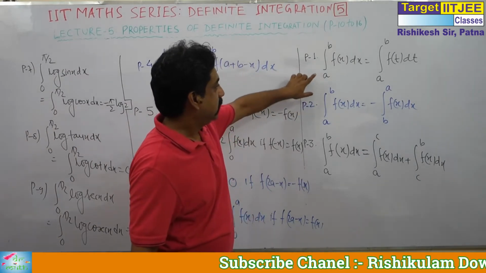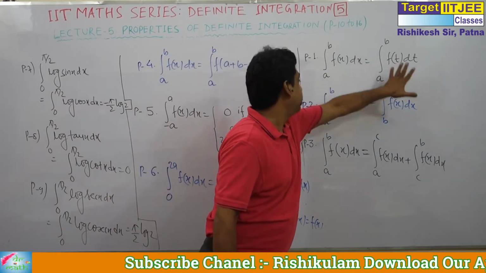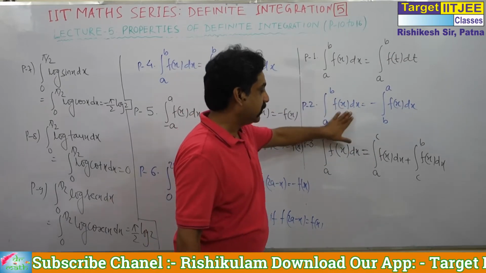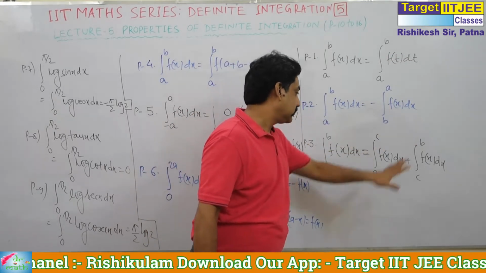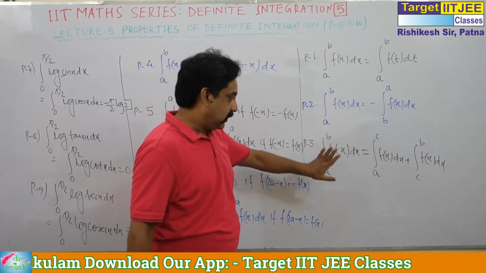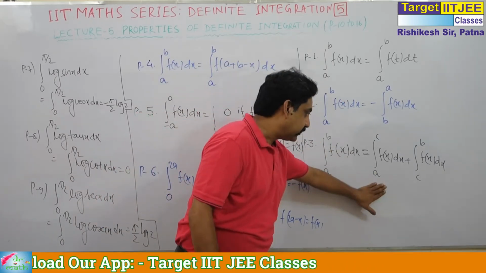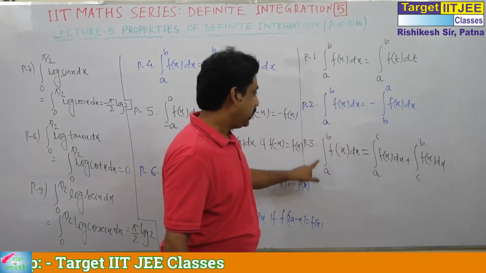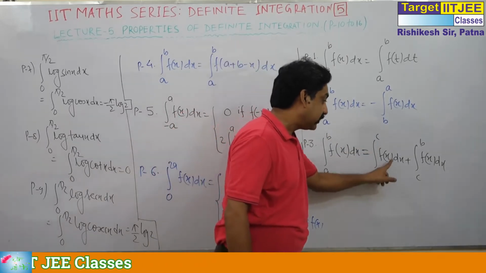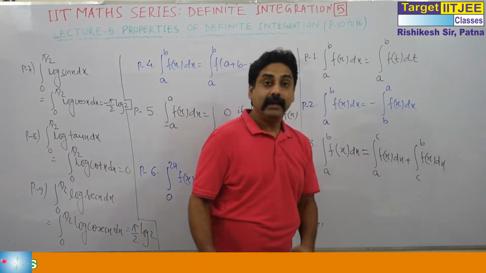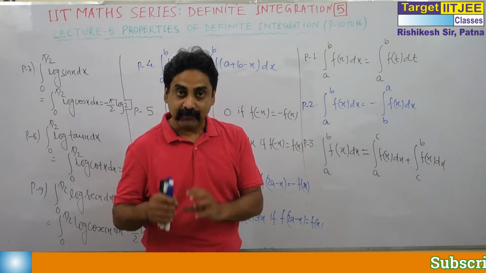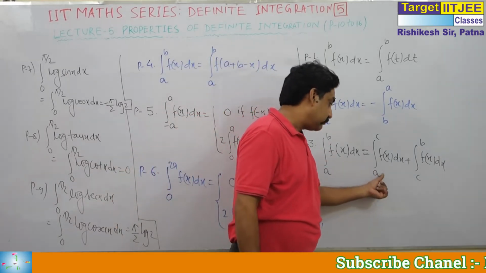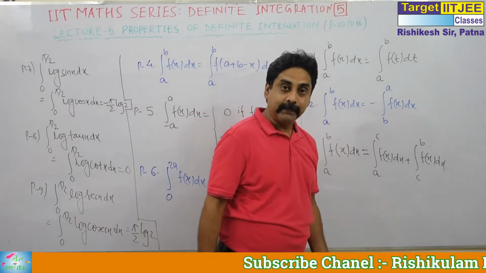Property 1: integral a to b f(x) dx equals integral a to b f(t) dt. Property 2: integral a to b f(x) dx equals minus integral b to a f(x) dx. Property 3: in a modulus function, greatest integer function, or discontinuous function, integral a to b f(x) dx equals integral a to c f(x) dx plus integral c to b f(x) dx. According to the situation of the question, it can break at more than one point.